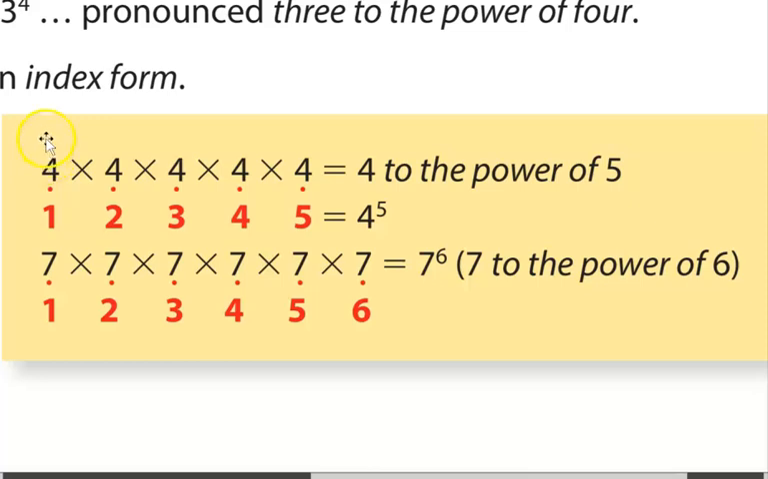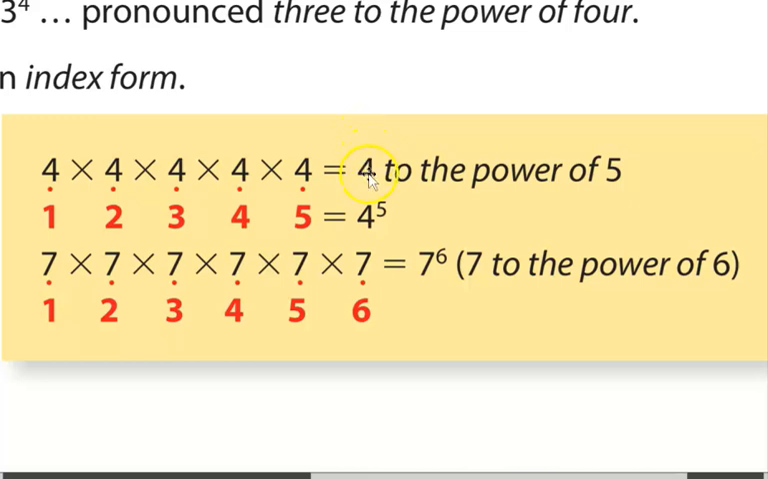And a couple more examples. 4 by 4 by 4 by 4 by 4, which is 4 multiplied by itself 5 times. And we have the red numbers underneath just to count how many times. So there's 1, 2, 3, 4, 5 4s altogether. So it's 4 multiplied by itself 5 times.